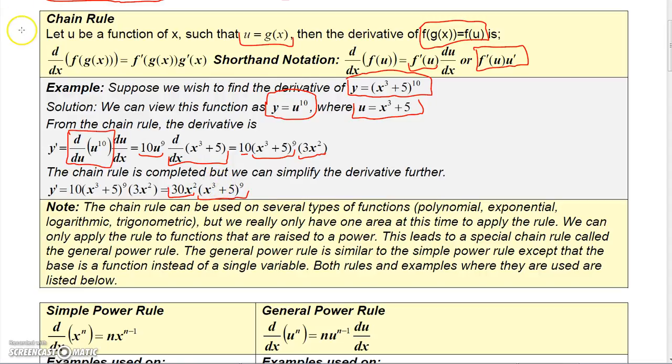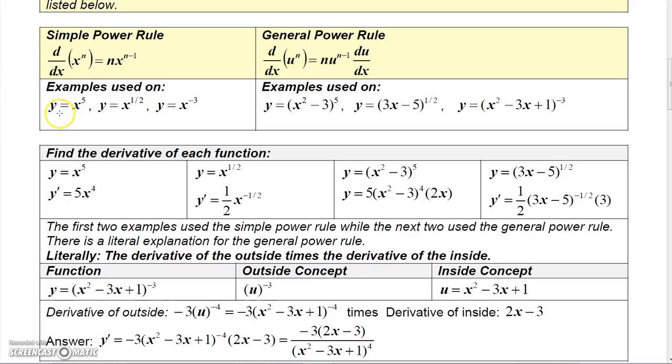Okay, well, actually it's probably easier to understand this if you think of it in terms of a power rule. Now we know that the simple power rule can be used if you want to know the derivative of x to a power, that's n times x to the n minus 1. So for example, if you have y equals x to the 5th, the derivative of that would simply be 5x to the 4th. And of course you could use that power rule on other powers, like x to the 1/2 or x to the negative 3.